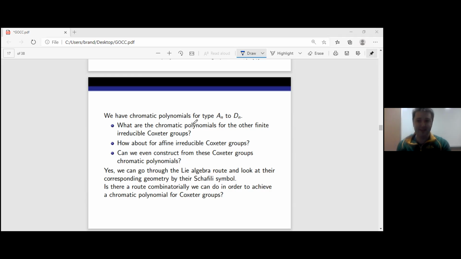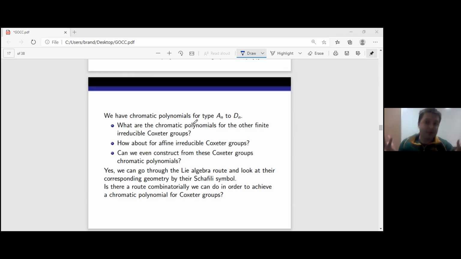It's all shady, right? Because what we've seen before is that our chromatic polynomials are just in closed form with n, right? So can we do the same for the rest of them? So you can, it'll go through the Lie algebra route, and you'll look at their corresponding geometry by something called the Schläfli symbol. But my question is, I'm an algebraic combinatorialist, so I want to know, can you do it combinatorially? How close can you get combinatorially to it? I don't know, it could be close, it could be the same exact thing, it may be far off.